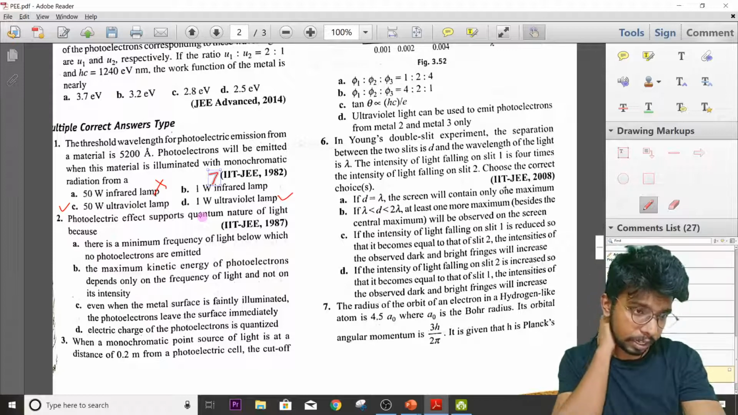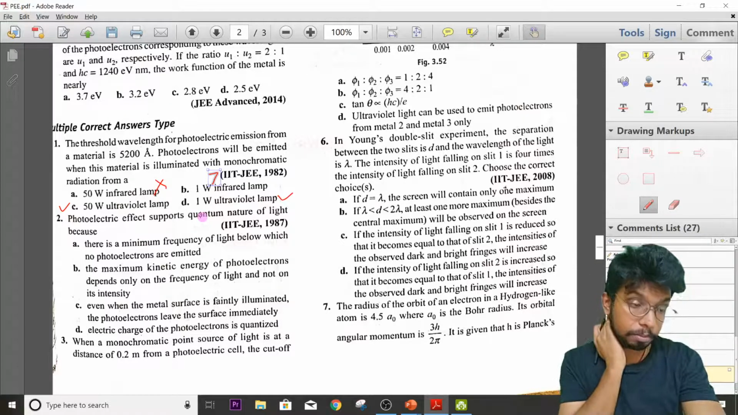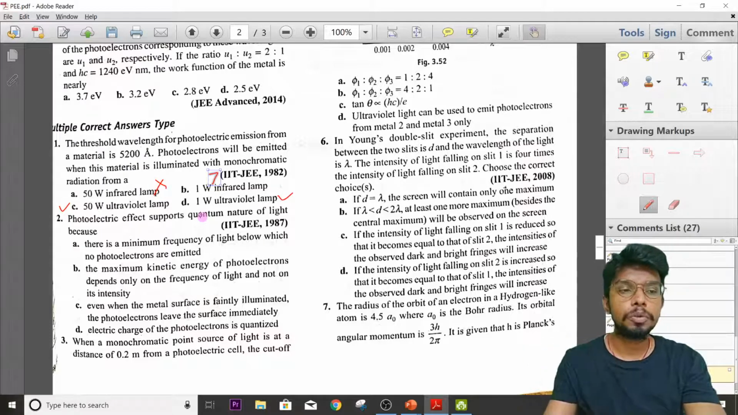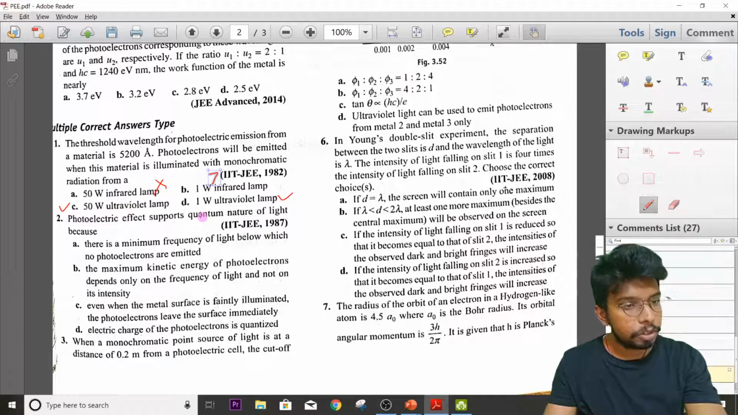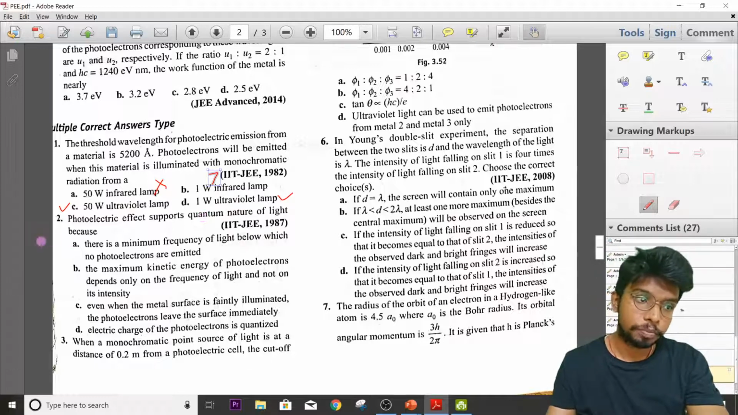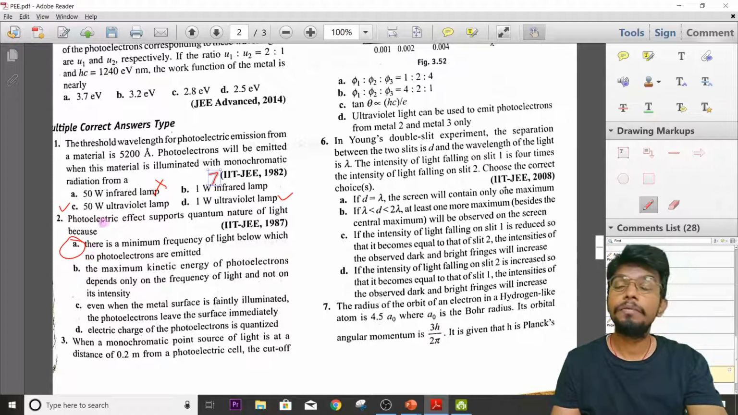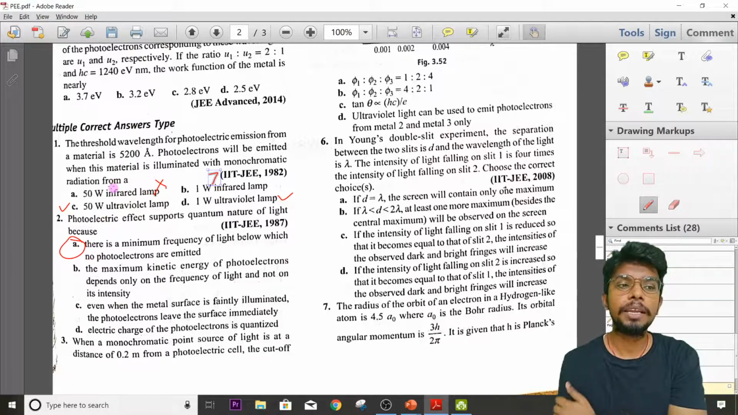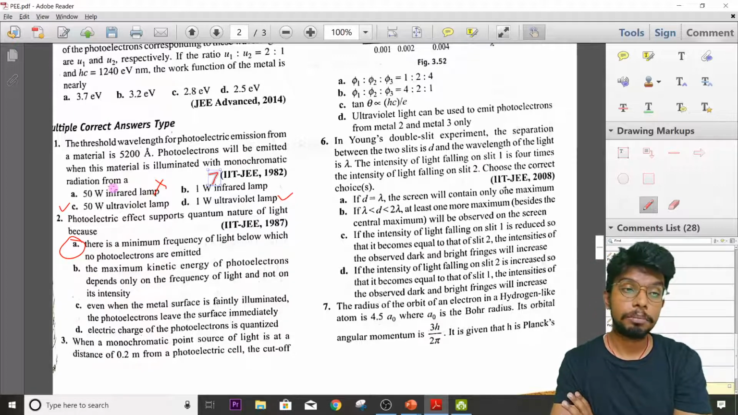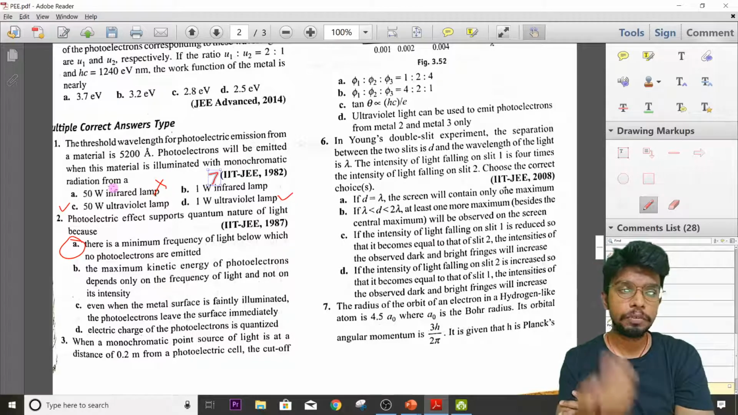Photoelectric effect supports quantum nature of light. That's true, because there is a minimum frequency of light below which no photoelectrons are emitted. That's true. There is a minimum frequency of light, because in wave theory, it is basically a question like why particle theory and not wave theory. So there is a minimum frequency of light below which no photoelectrons are emitted. That's true. If it would have been wave, there would have been some time after which the electrons would start ejecting. The maximum kinetic energy of photoelectron depends only on the frequency of light and not on the intensity.